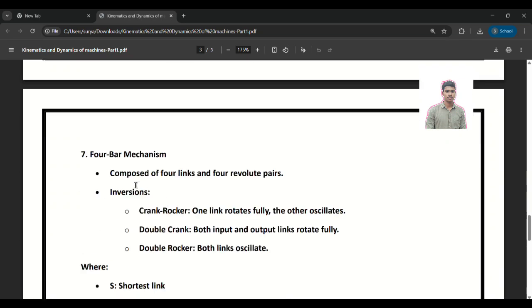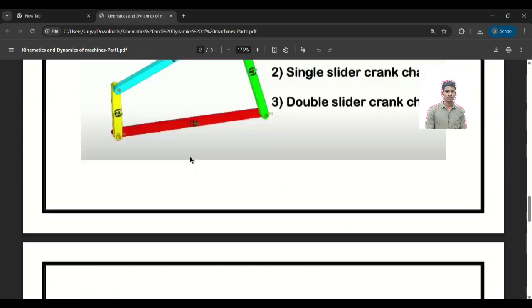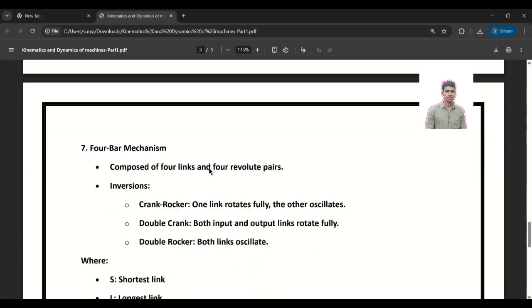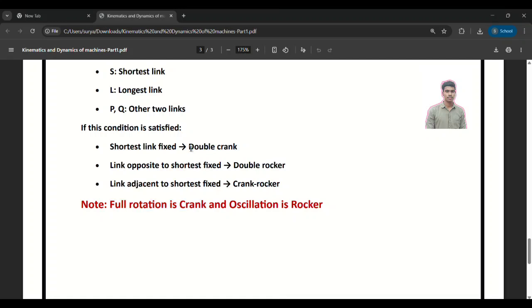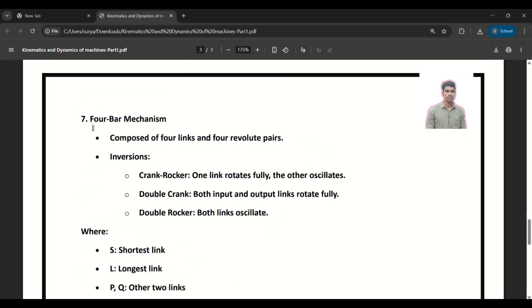As I already told, if any link makes a full rotation, it is a crank. So here the two linkages, third and first, make a full rotation, so it is said to be a double crank mechanism. These are important topics for technical interviews, technical questions, and technical entrance exams. This is one of the basic concepts in the four-bar mechanism.